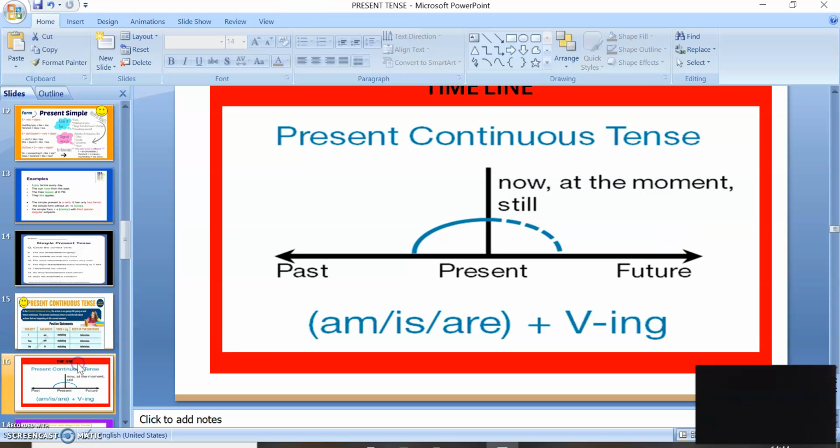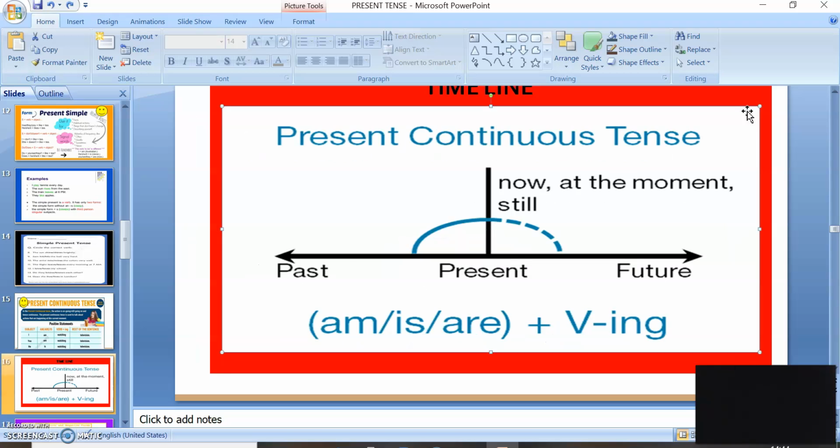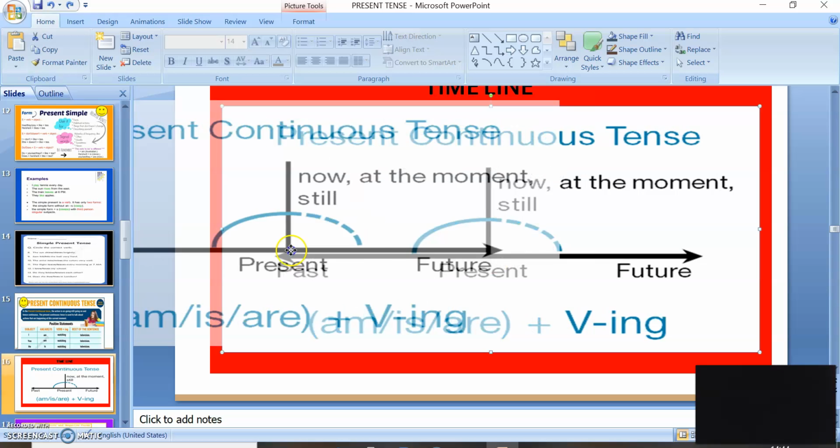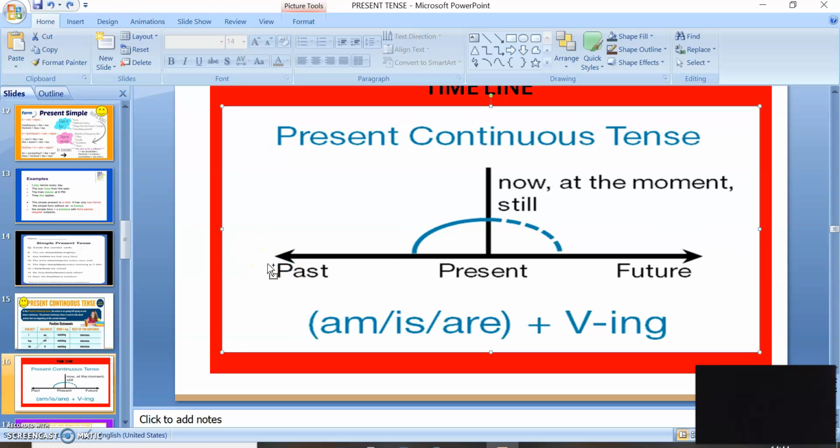Let's see the timeline. Understand this tense on the timeline. This is the timeline of present continuous tense. This denotes present time, this denotes past time, and this stands for future time. Here you can see that an action is going on in the present time, at the present moment, at the time of speaking. I hope everybody is clear. I hope everybody has understood.